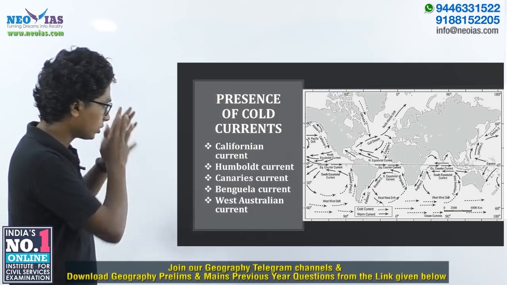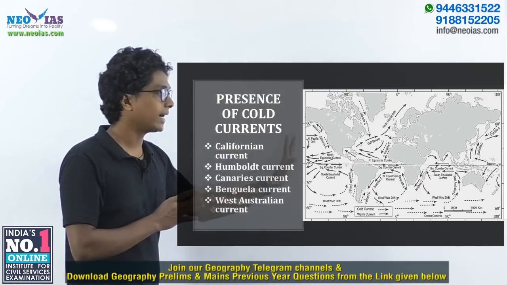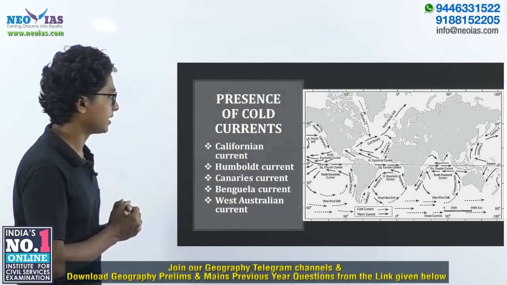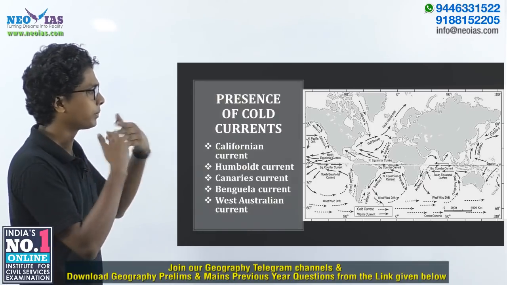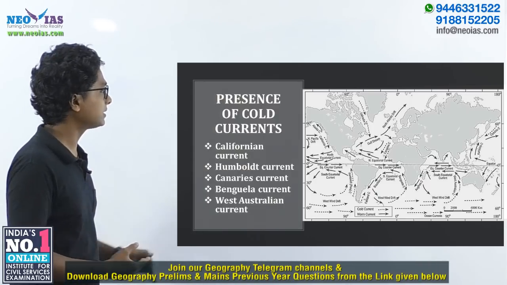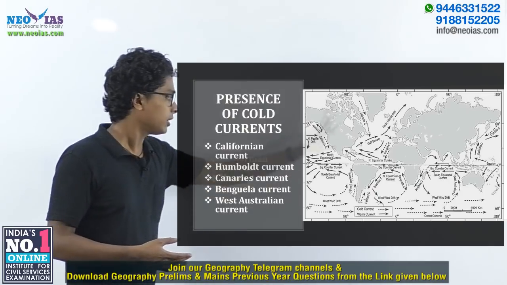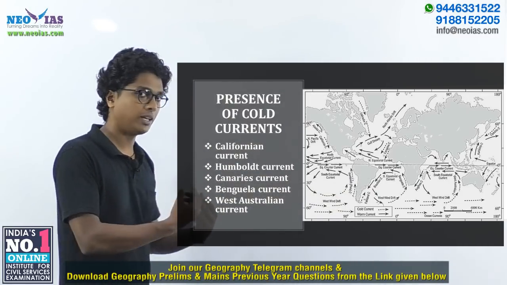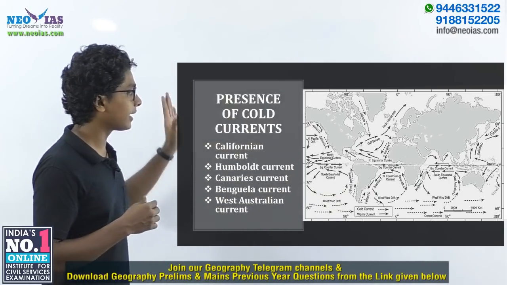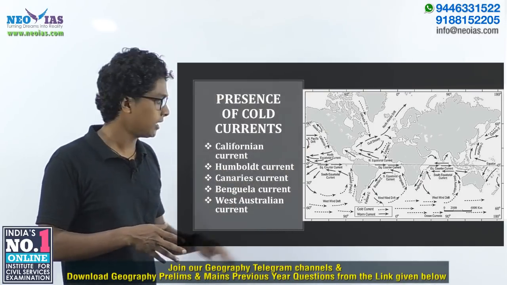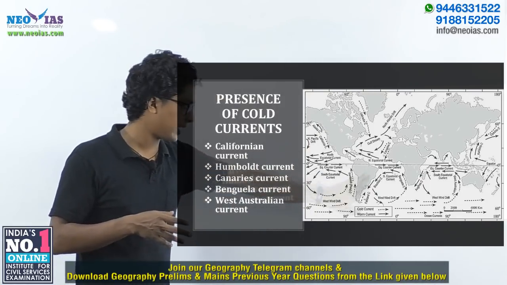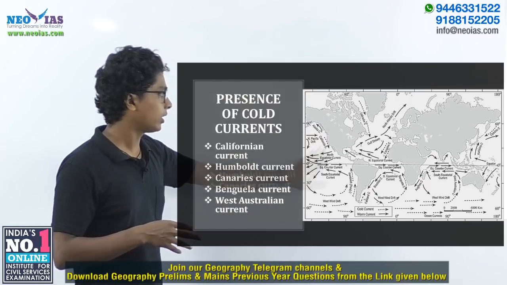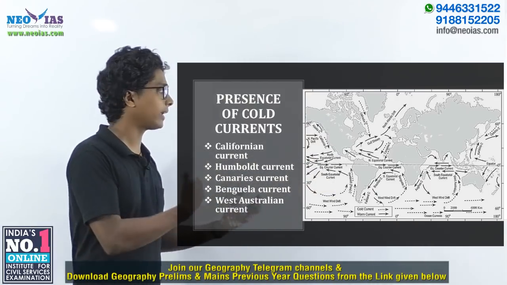So most of the major hot deserts coincide with the cold ocean currents. And another prelims question that you can expect from this area is that you would be given major hot deserts, and you have to find out which are the cold currents related to those deserts, right? So the Humboldt current in the case of Atacama, and the Californian current in the case of the Mojave Desert, likewise.